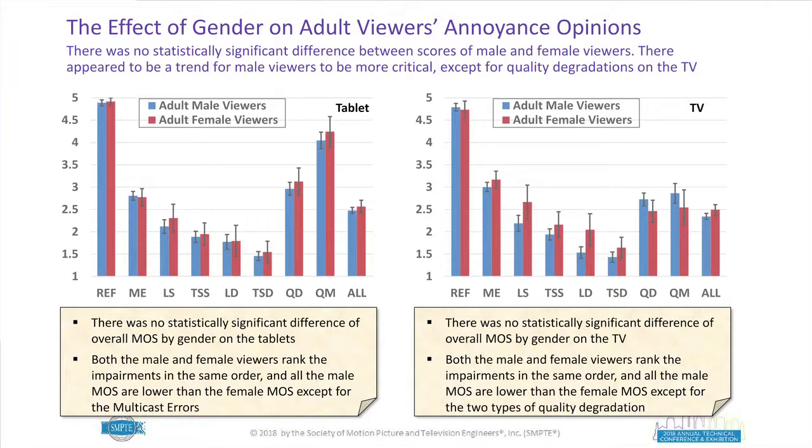So looking at the effect of gender, it's not as clear-cut as age, simply because statistical significance is not achieved. But what we could see is there is a trend here. We can only say there is a trend, in the sense that the males were more critical across all the impairments, on both devices, except for quality degradation on the TV, where the females were more sensitive.